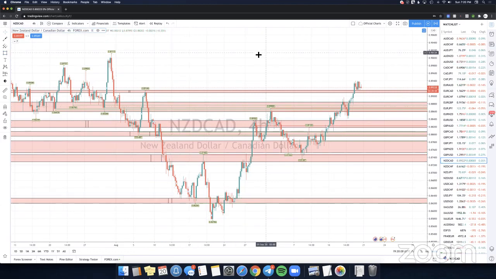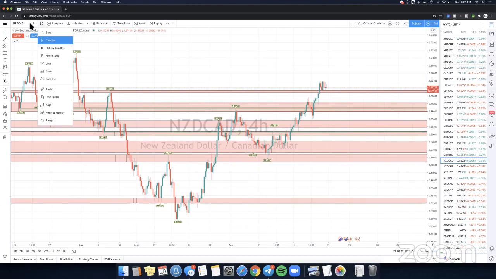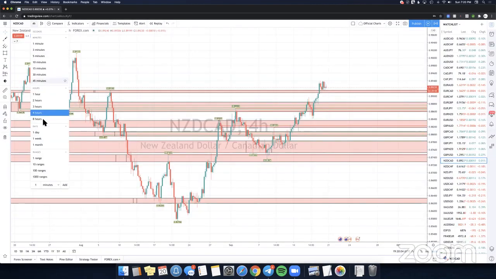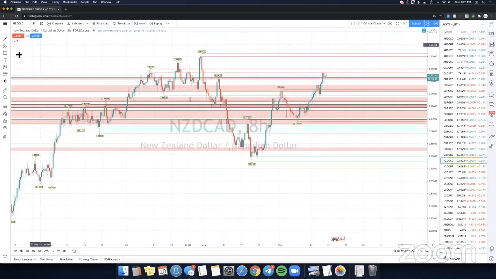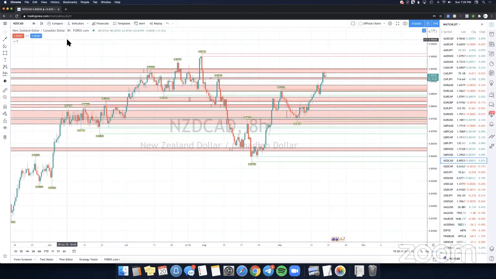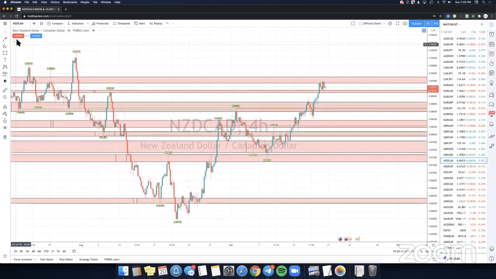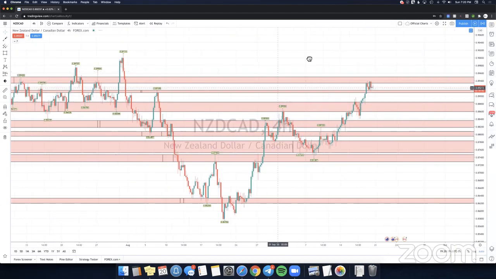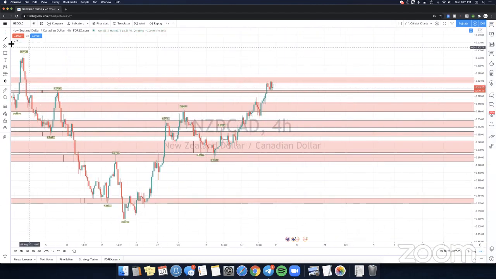All right, so now we need an upper zone since there's no upper zone there. So we'll go to the 8 hour, and it's perfect. It looks like it's within this area right here. It actually rejected right off it. So for this pair right here, I would wait for it to break above it because it's just consolidating. It's literally just bouncing back and forth within this little area right here.